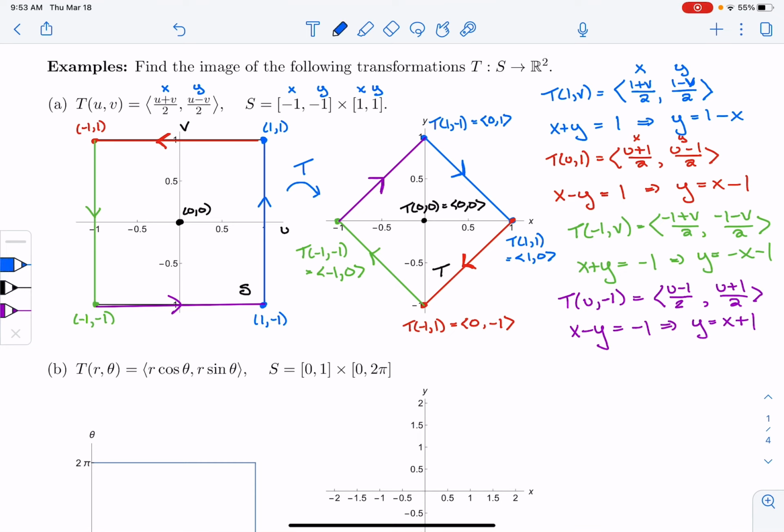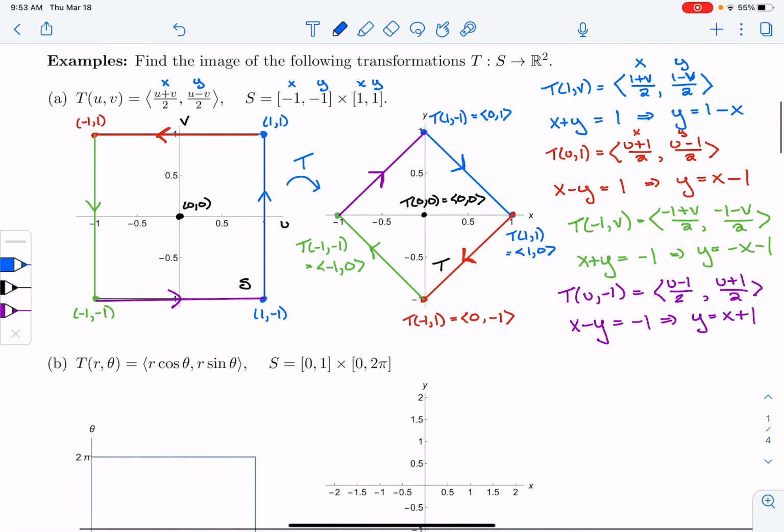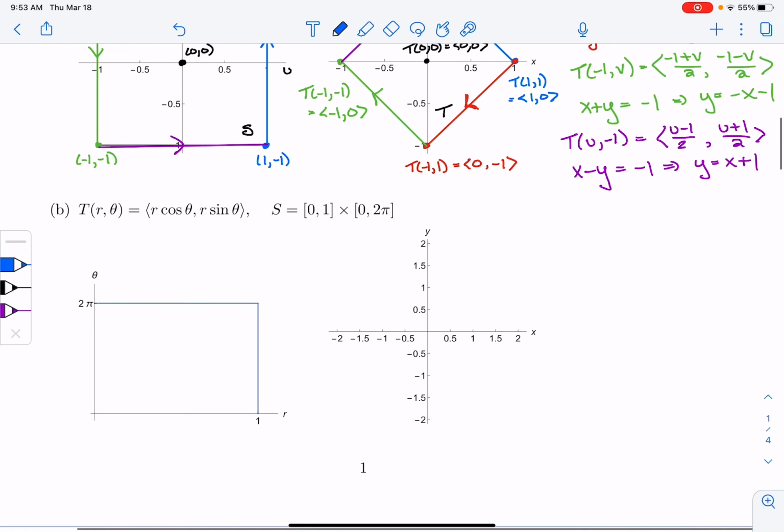I want to do a much simpler transformation. This is one that we might be familiar with. T of r and theta. Here r is going to be going from 0 to 1, and theta is going to go from 0 to 2 pi. And so we're going to take that rectangle S, and we're going to see what happens when we apply the transformation T, where we let x be r cosine theta and y be r sine theta.